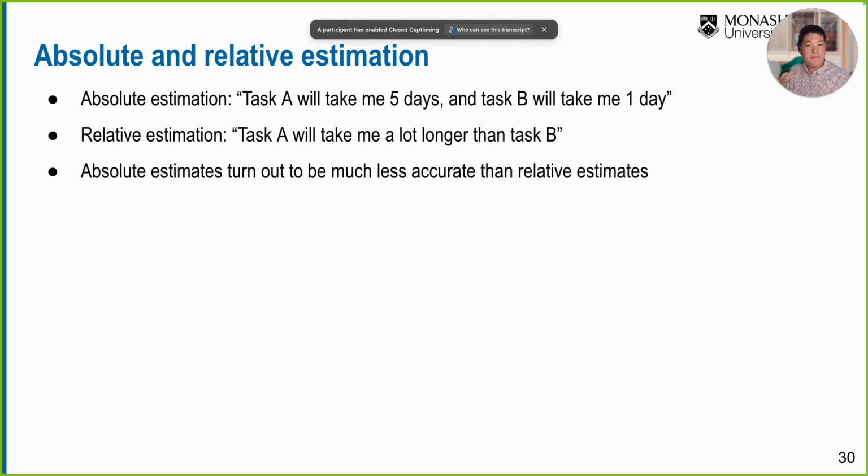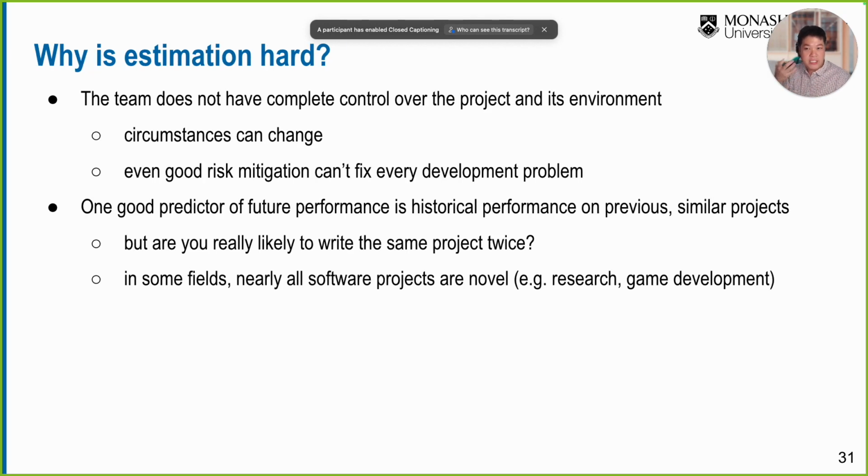And most of the story point estimation techniques that are used in the market at the moment use relative estimation. Why is estimation hard? Because the team does not have complete control over the project and its environment. In the real world, everything is very fragile. There are lots of factors involved in the project, right? Technology change, API obsolete, that kind of thing. But it happens every day, so it is very hard.